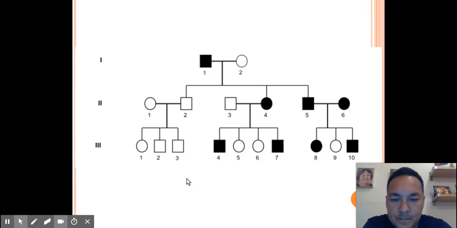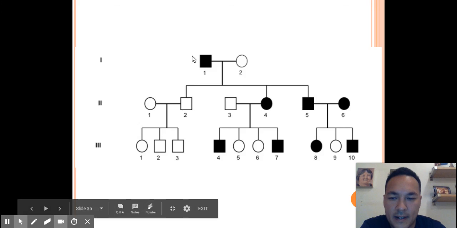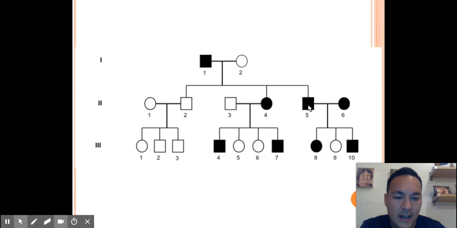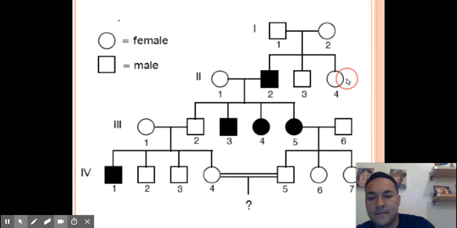Okay, how about this one? If you caught me, it is the same. I had trouble finding one with autosomal dominant. I probably should have just drawn one, sorry. But this is dominant because 5 and 6 have a kid that doesn't have the disease. So this could be Huntington's disease.